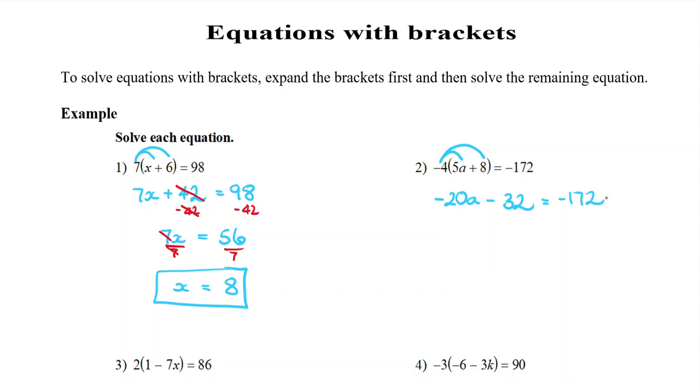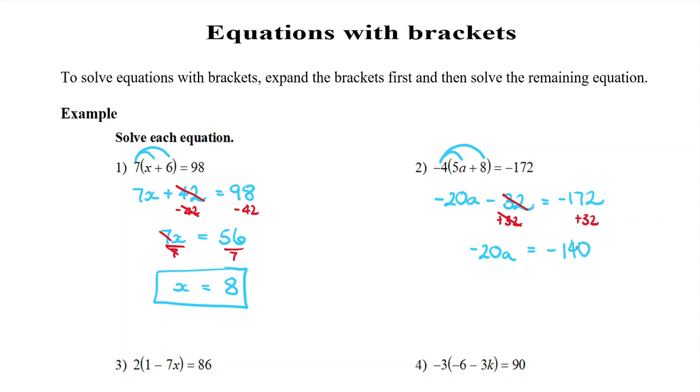All right, so the two numbers are the minus 20 and the minus 32. Which one do we do first? Yes, what's the opposite? Very good. Okay, so you may use your calculators. What is left? We have minus 20a, and then we need to do minus 172 plus 32. What do you get? Minus 140.